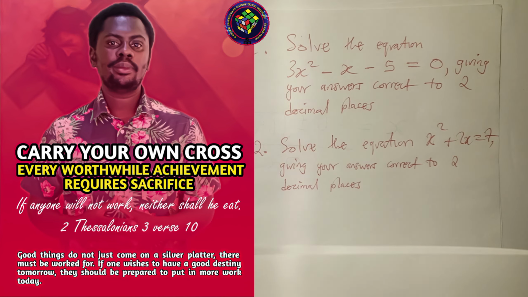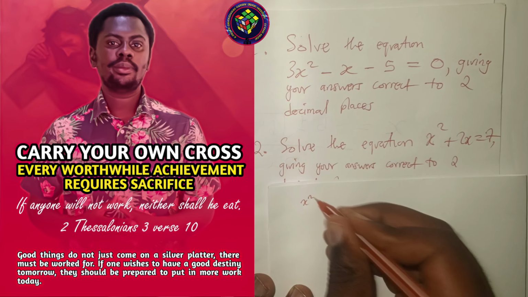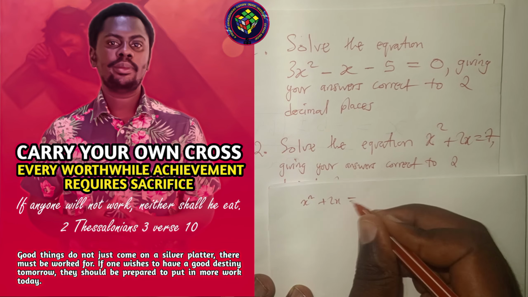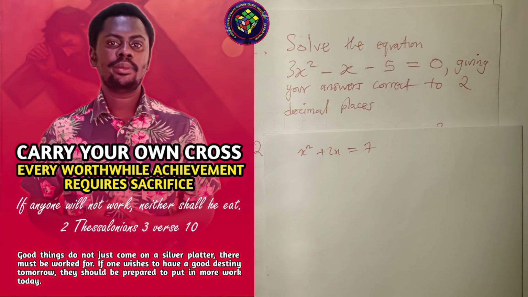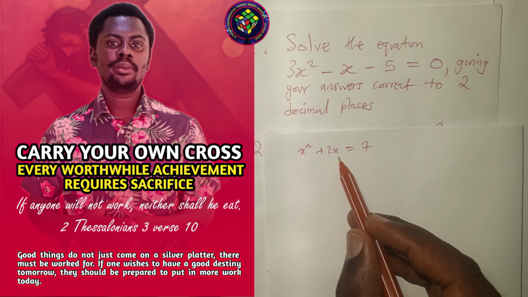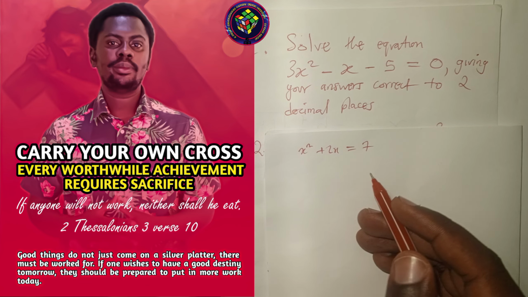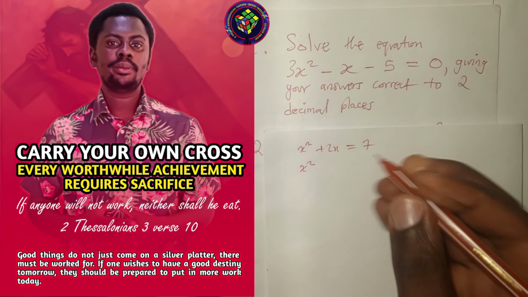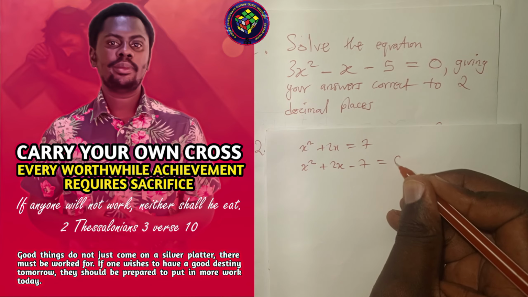Solve the equation x squared plus 2x is equal to 7. We can see that this one is not in quadratic form. For this to be in quadratic form, the 7 should come to this side. Here it is positive, so on this side it is going to be a minus. So we have x squared plus 2x, then minus 7, equal to 0.